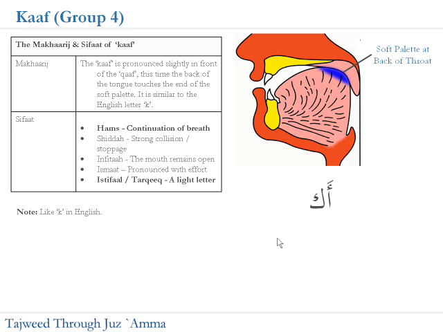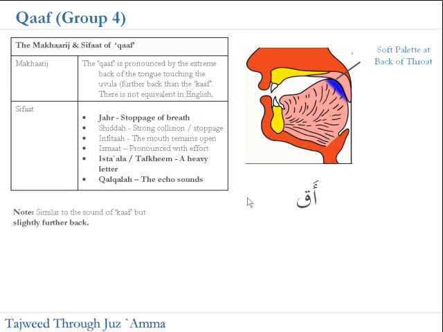You don't have to go ak and overemphasize that. And it's a light letter. It's a strong collision, as in if we say ak, it's a sudden sort of collision and stoppage of the sound itself.